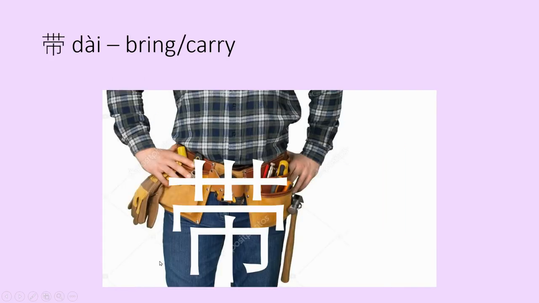The next character is dai, which means to bring or to carry. And I think it looks like a man carrying a tool belt around his waist. Notice it also has the towel radical at the bottom because you should bring a towel.